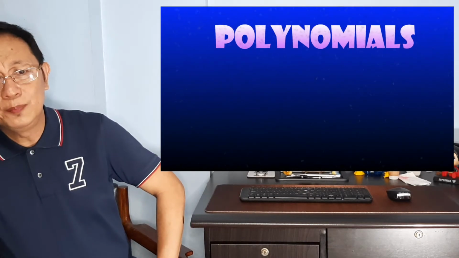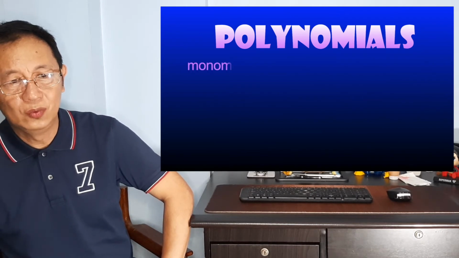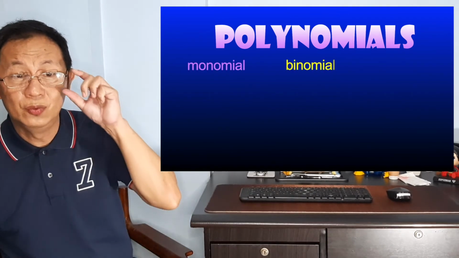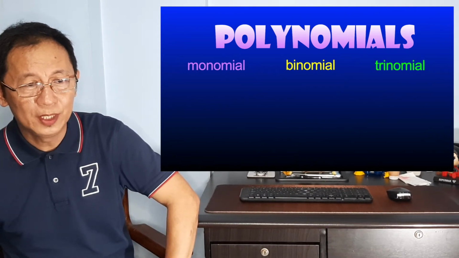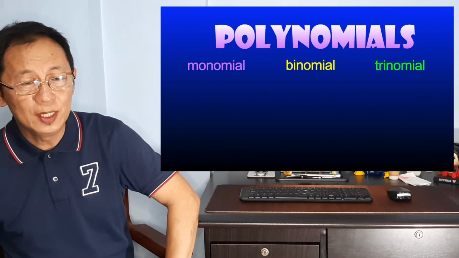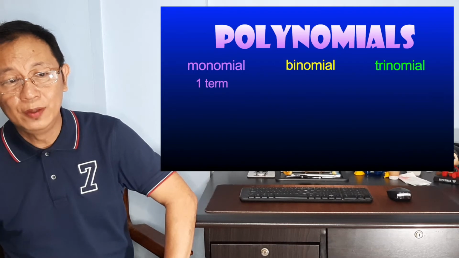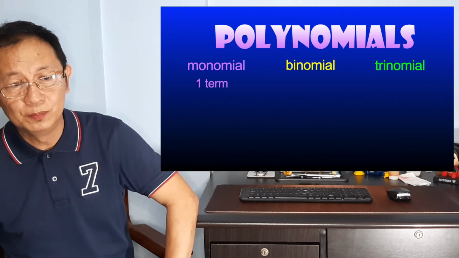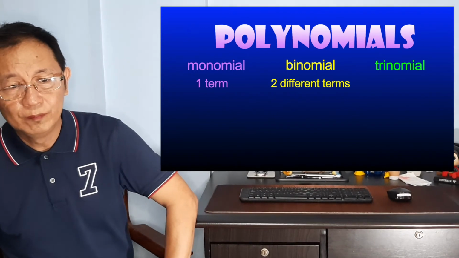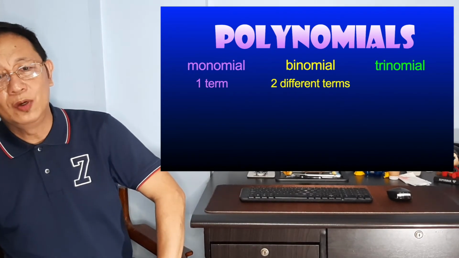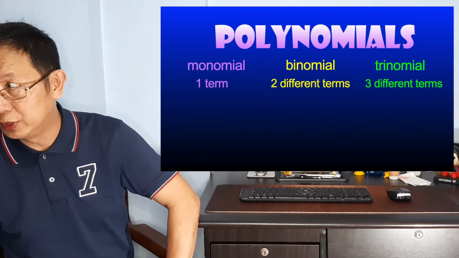There are 3 types of polynomials. One is monomial, the other one is binomial, and the third one is a trinomial. So what is the monomial? A monomial is a polynomial composed of one term. A binomial is also a polynomial composed of 2 different terms. And a trinomial is a polynomial composed of 3 different terms.